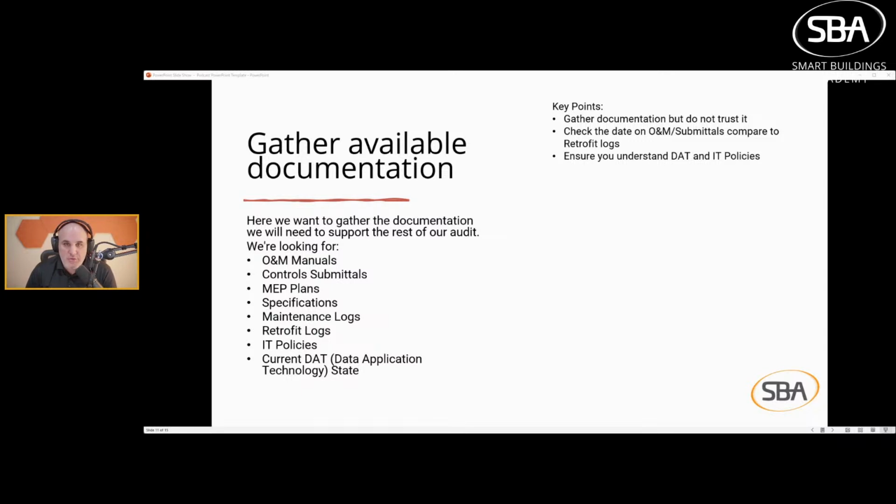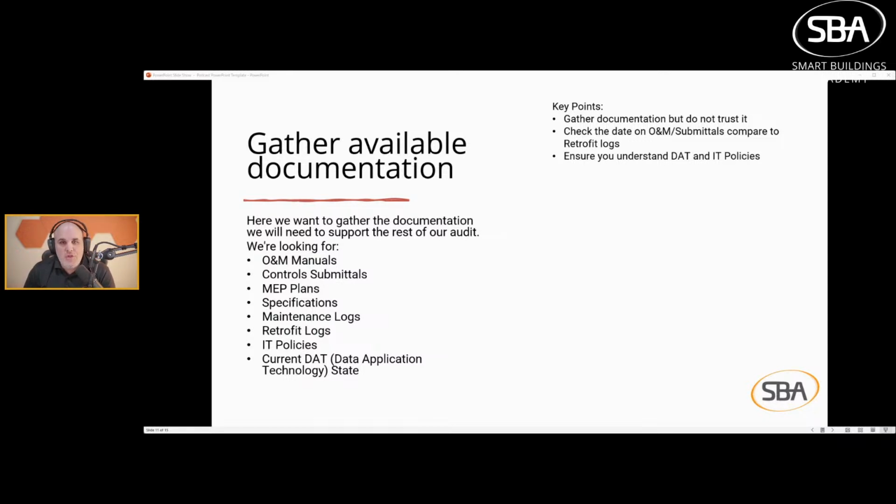So key points, right? Gather documentation, but don't trust it. Check the date on the O&M and submittals and compare it to the retrofit logs. Like if you have a retrofit in 2018, but your O&Ms are 2012, I think it's reasonable to consider that the O&Ms may not be accurate. There may have been a change.